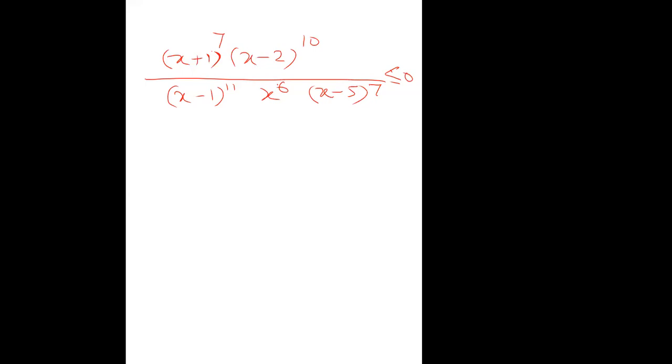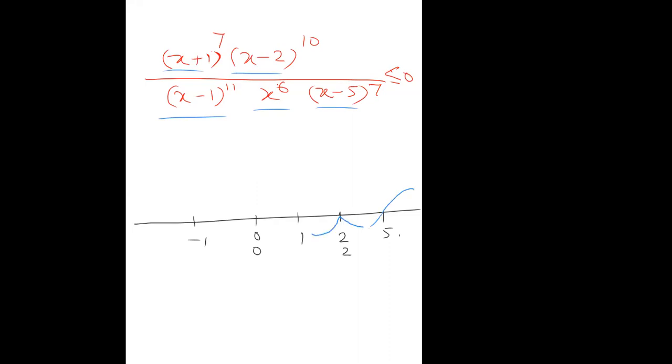See. Make a number line. -1, 0 twice, 1 one time, 2 two times, 5 one time. Put any value greater than 5. Positive, positive, positive, positive, positive. Overall positive. So negative, negative, positive, negative. See, open, closed, open, open.